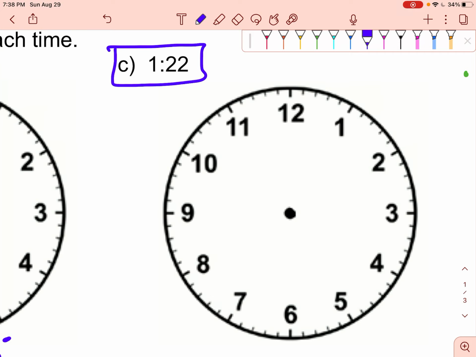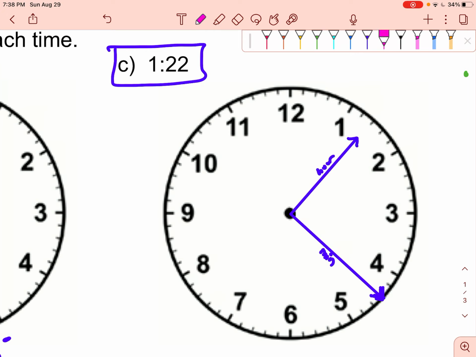I didn't bring in seconds. I'm not that mean. So let's put our minute hand on the 22. Okay, so this is my minute hand. And then the 1 o'clock one isn't directly on 1 o'clock. It's traveled 22 minutes past the 1 o'clock for my hour hand.